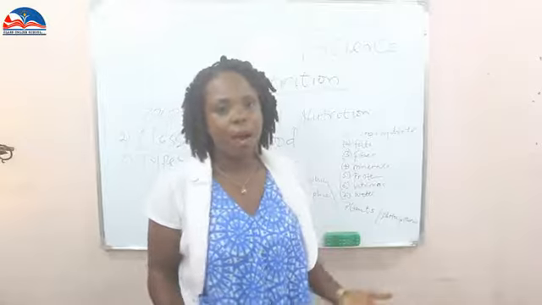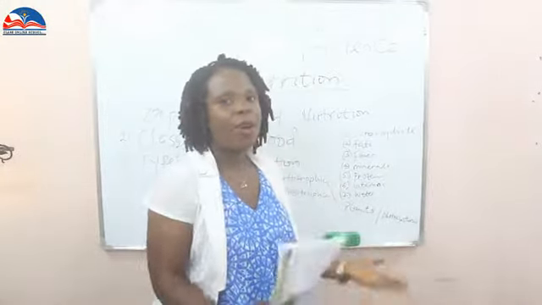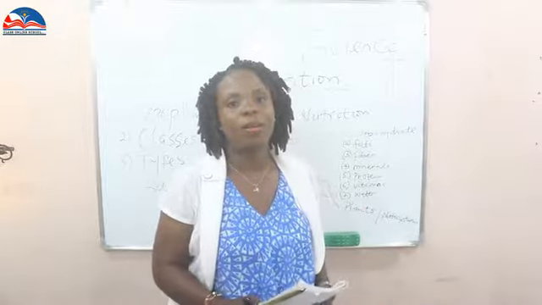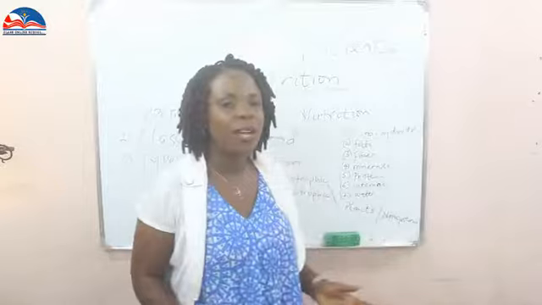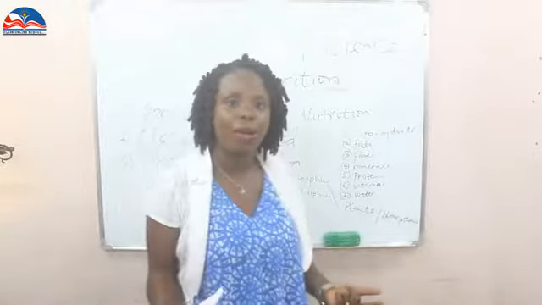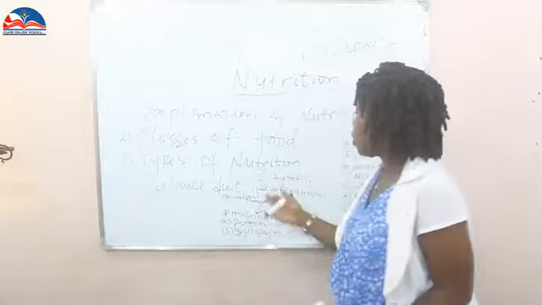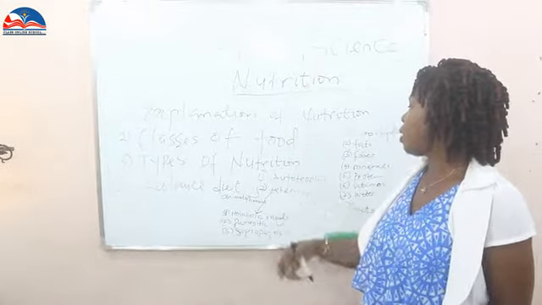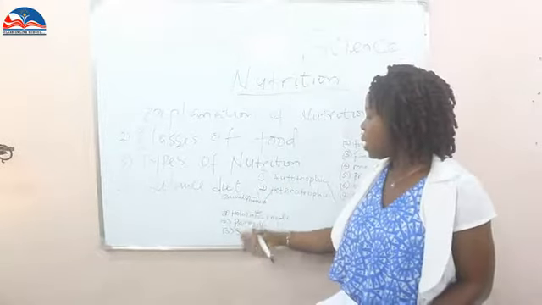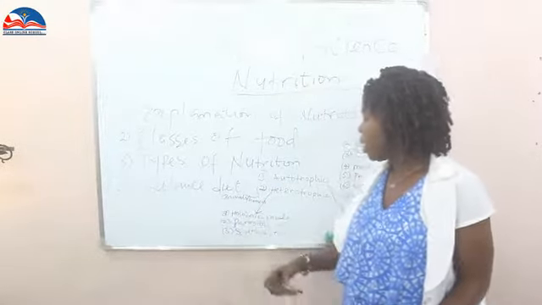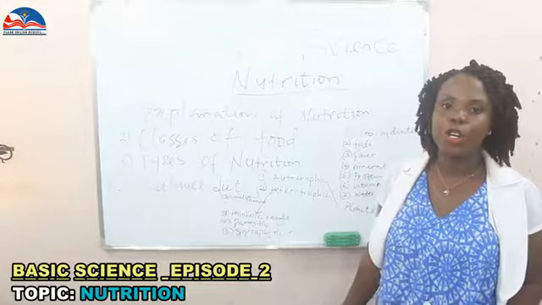Let's say, for example, our bread. If you leave your bread for some days, we see that there are growths growing around it. These foods are not advisable to be taken because they are no longer healthy. So these are the types of nutrition. We've talked about the autotrophic and the heterotrophic, and under the heterotrophic, we have the holozoic, the parasitic, and the saprophytic kinds of nutrition.